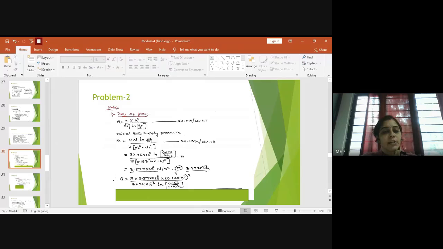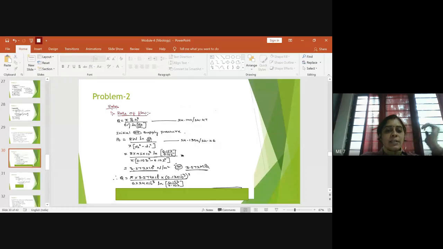Once you have the value of supply pressure, the thing asked in the question is rate of flow. So you have to go back to the equation of rate of flow. You know the equation: pi P naught H cube divided by 6 mu into log of d2 by d1. Here you know all the data except P naught, which we have now determined. So substitute all the available data and find the value of rate of flow. Pi is a constant, write it as it is. P naught we have determined, so kindly type it as 3.572 into 10 raised to power 6 into H.